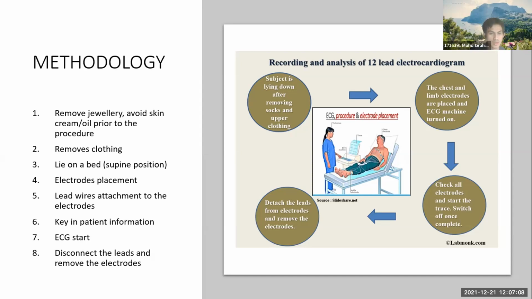Electrode placement. Next is lead wires to attach to the electrodes. And then before we start the ECG, we have to key in the patient information such as the patient's name, age, and also the hospital number. And after that, we disconnect the leads and remove the electrode.